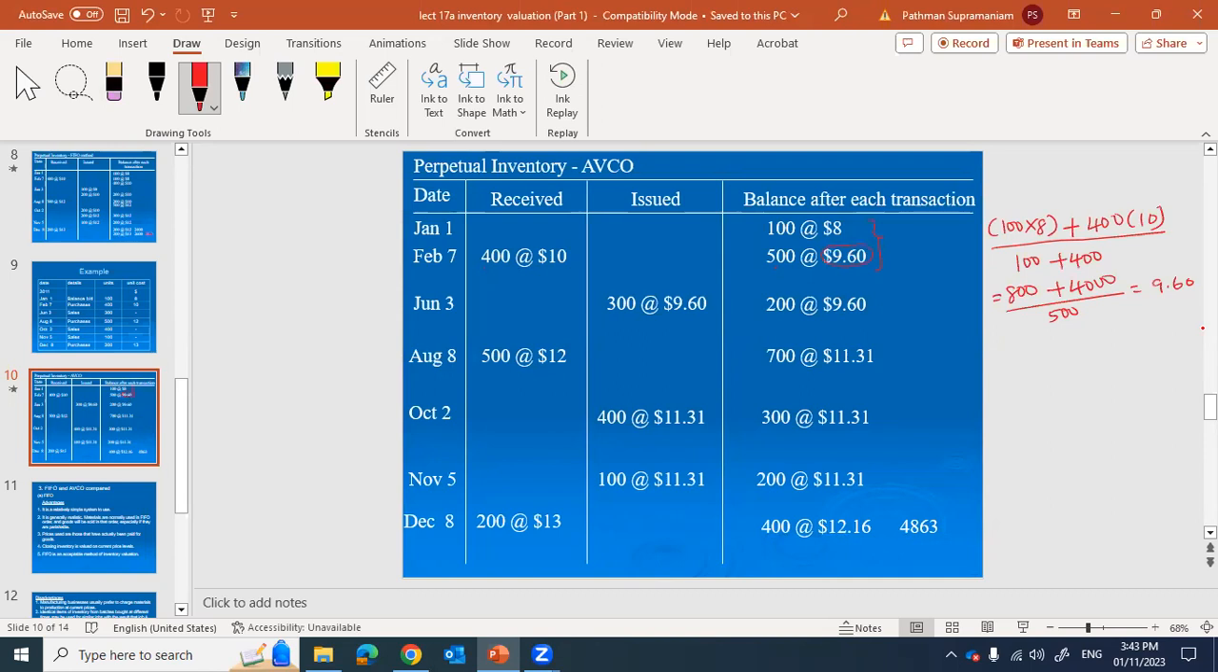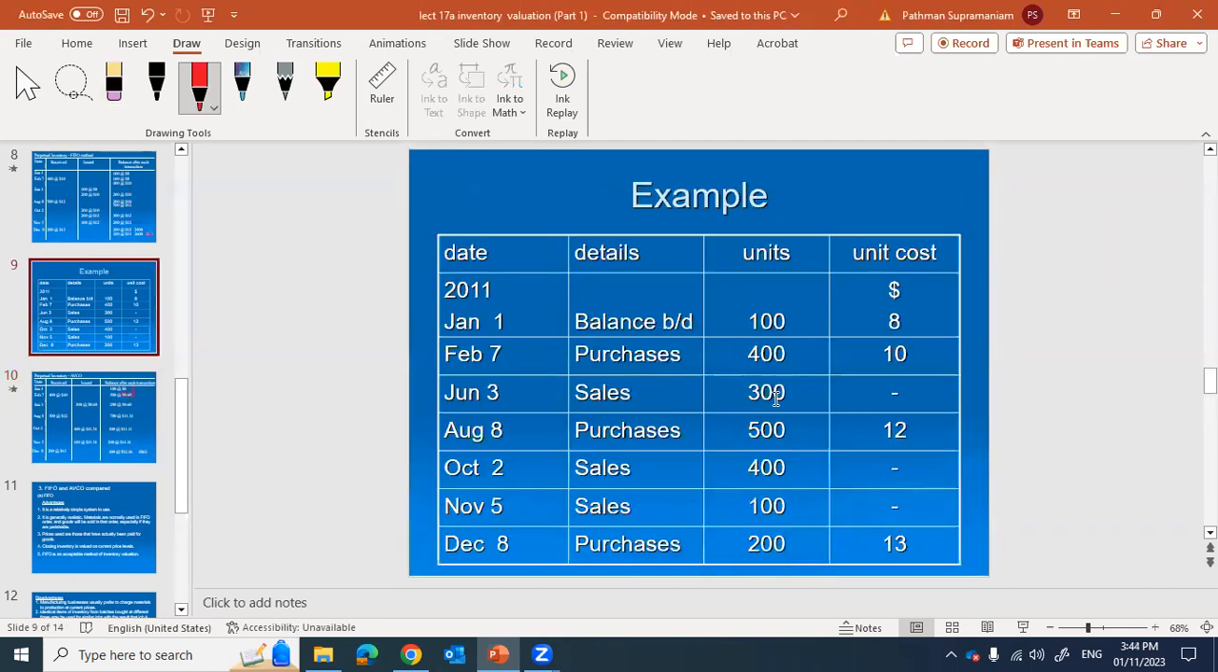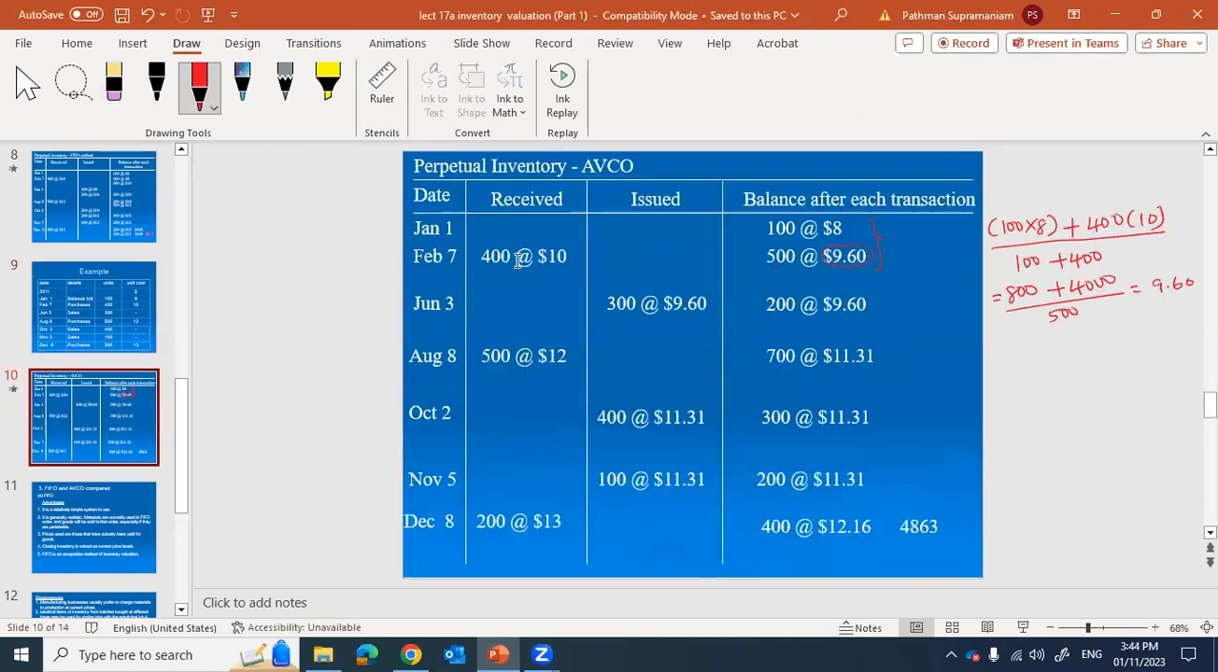Okay. So moving ahead, the next transaction is we need to remove 300 units. So since $9.60 is the latest calculated average cost per unit, I will have to use this latest calculated average cost per unit. So we always use the latest average cost per unit once we have calculated that figure. So removing 300 from this 500, we have a balance of 200 at 9.60.